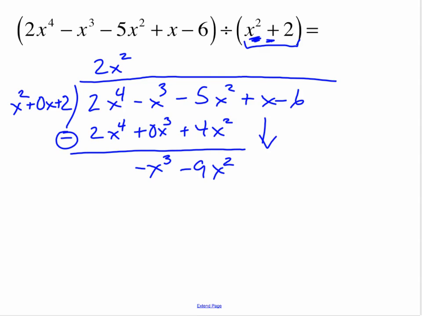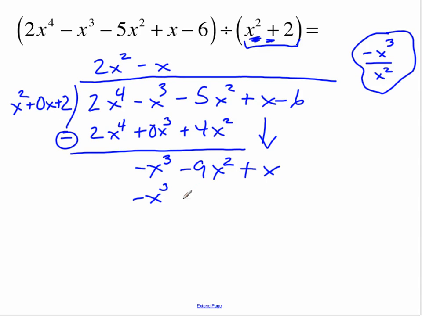Now let's bring down the next term. Okay, x squared into negative x cubed goes a negative x. And if you wanted to figure out how to get that, just take this term down here, negative x cubed, and divide it by whatever the first thing is there. And that's how I came up with the negative x. Okay, so negative x times x squared is negative x cubed. Negative x times 0, that would just be a negative 0x squared, right, because 1 times 0 is 0. Negative x times 2 would be negative 2x.